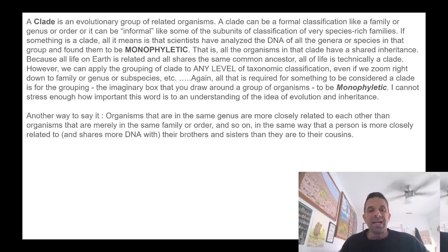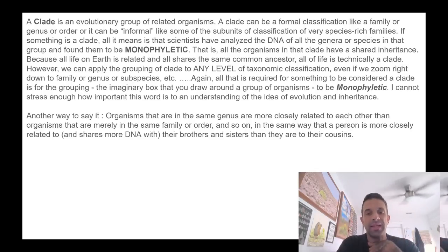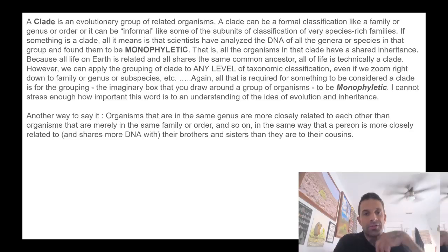We want it to be a solid monophyletic evolutionary group. That means all the organisms in that clade have a shared inheritance. Because all life on Earth is related and shares the same common ancestor, all of life is technically a clade, if you zoom far out enough on that taxonomic tree, that pyramid.